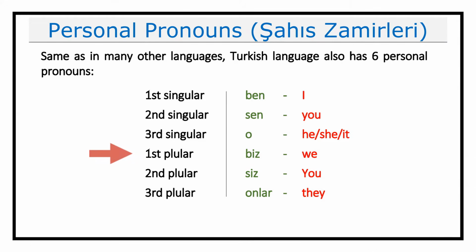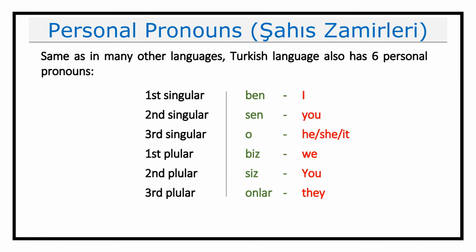The first person plural is biz, we. The second person plural is siz, you. And the third person plural is onlar, they. Very simple and straightforward. So just to repeat: ben, sen, o, biz, siz, onlar.